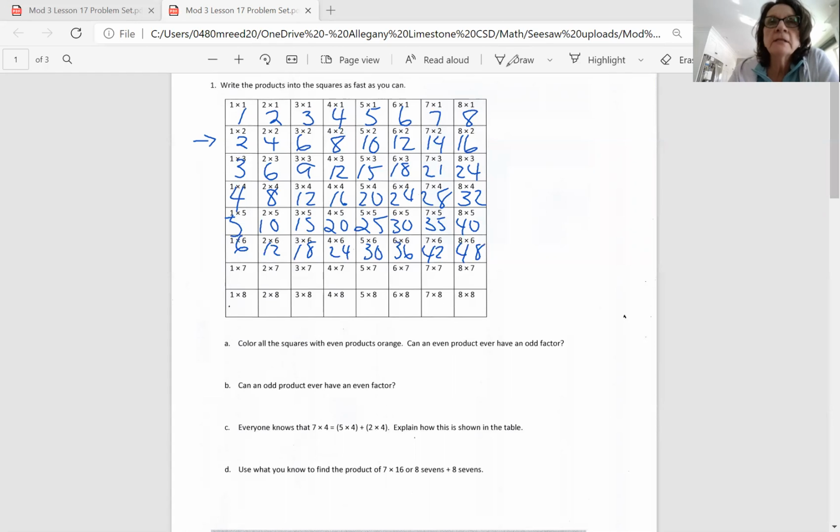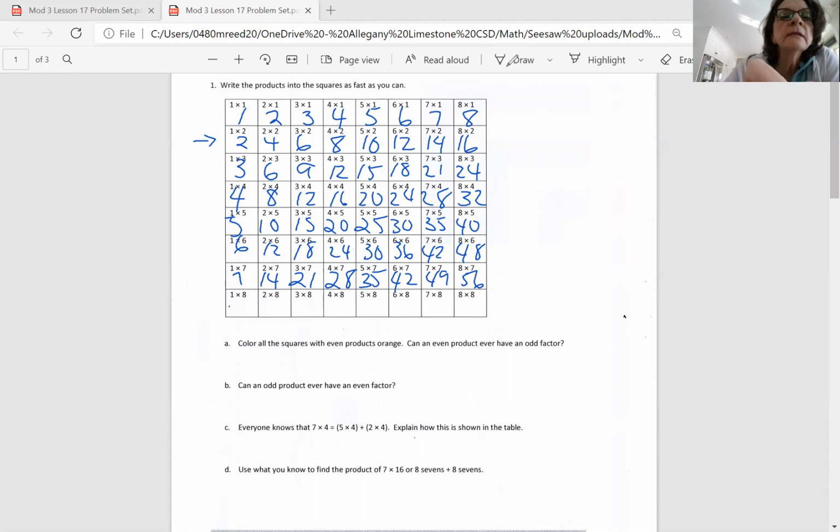The next row is our 7s, and that's Are You Sleeping? So we can sing that. Sing along with me if you want. 7, 14, 21, and 28, 35, 42, and 49, 56, and 63. There you go.